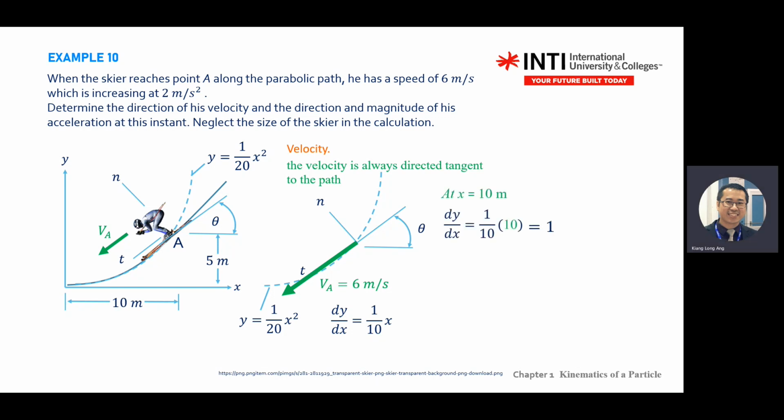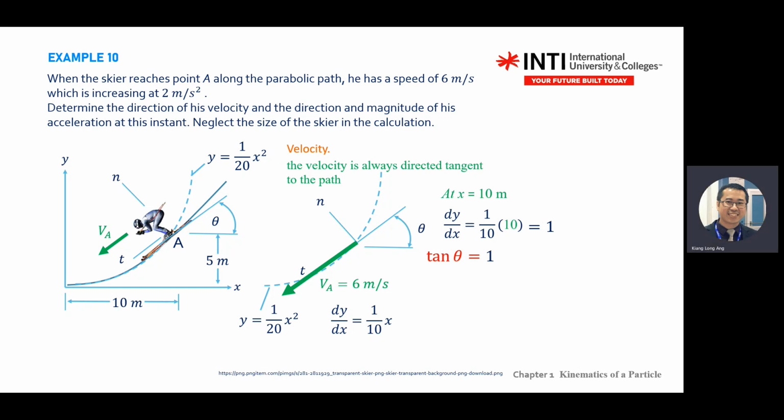Okay, so dy dx equal to 1 over 10x. You can substitute your x value at that particular time, your x equal to 10. So when you substitute 10 into dy dx equal to 1 over 10x, because at that particular position your x location is 10, you get 1.